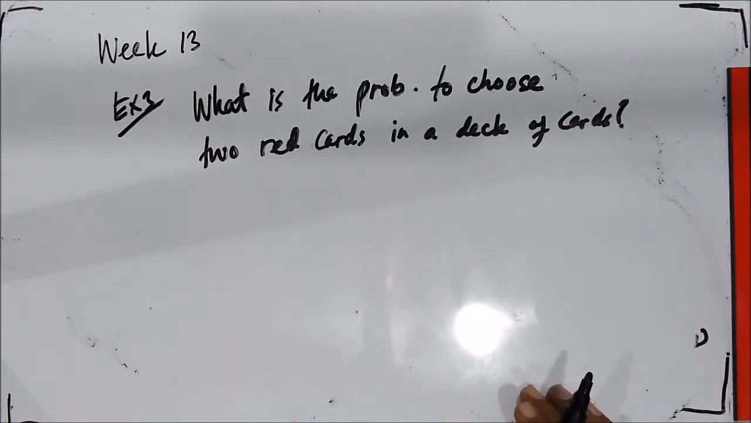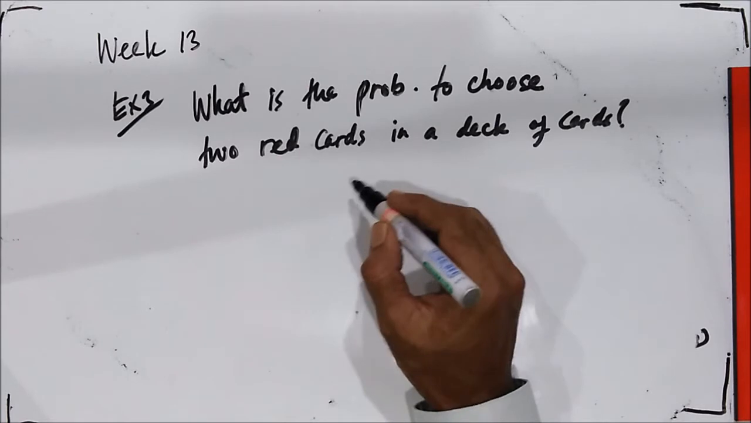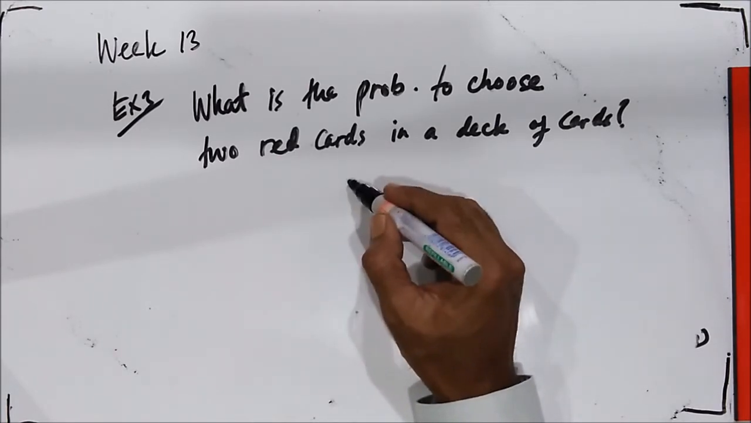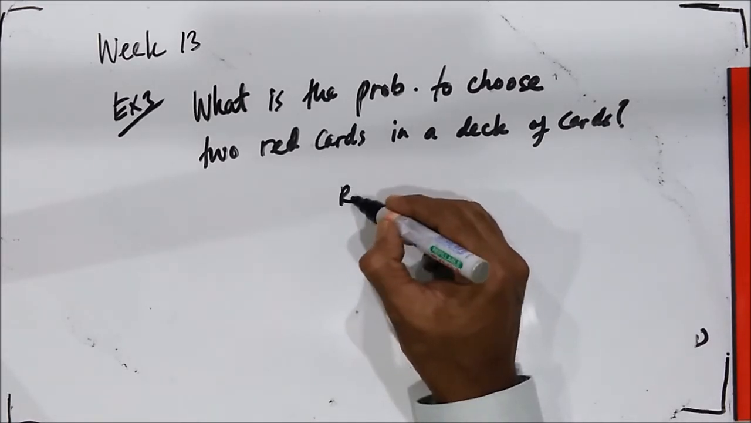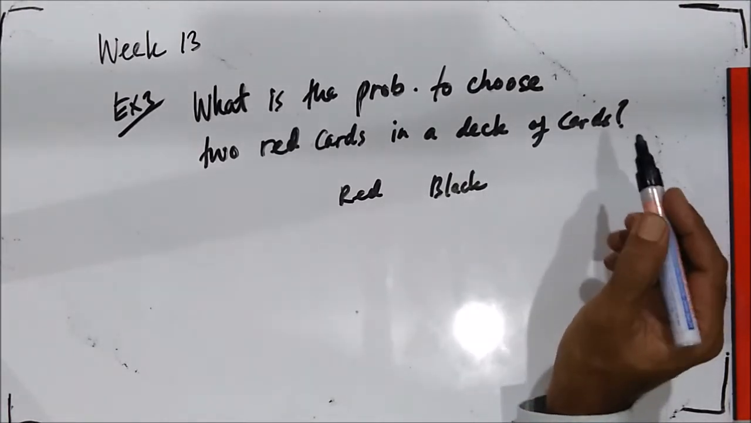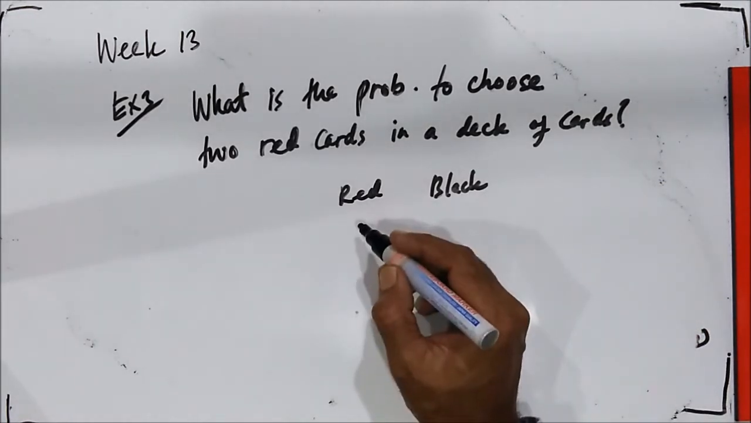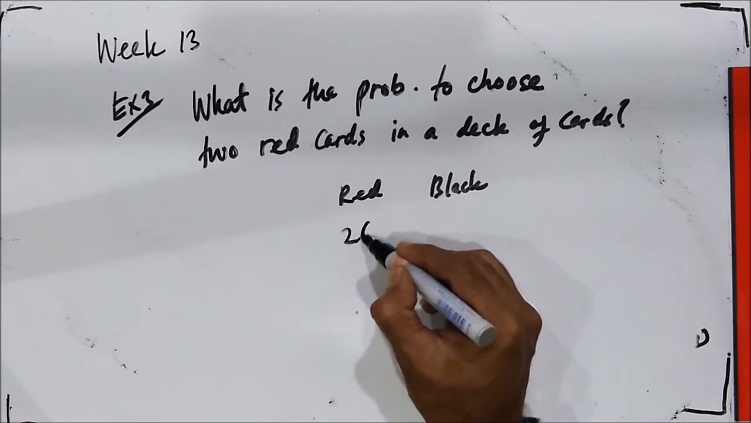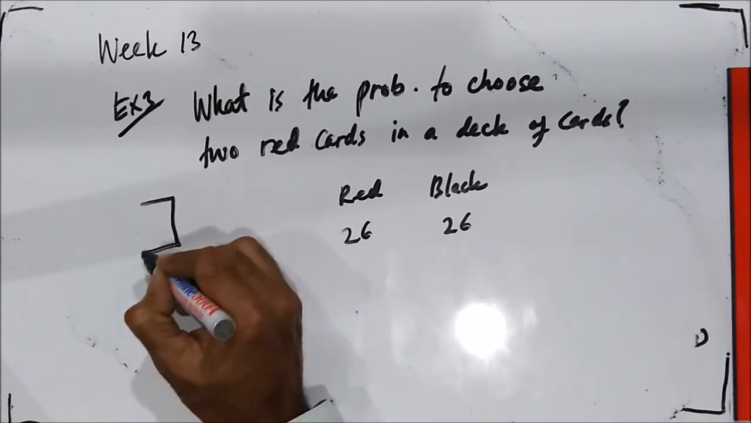So if you refer to cards here, a deck of cards consists of 52 cards. A card is either red or black. There are 26 red and 26 black. So you just imagine the card, okay.